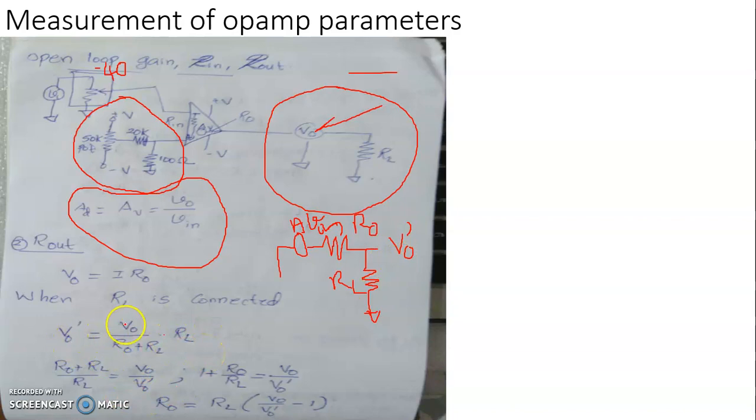Now in this equation, VO is the output voltage that we measure from the CRO in the absence of RL, and VO prime is the output voltage that we measure after placing this load resistance, or the voltage being measured across the load resistance RL. The value of RL is known to me because it's a fixed resistance that I am going to place here. So in this equation there is only one variable, that is RO, the output impedance or output resistance of the op-amp.